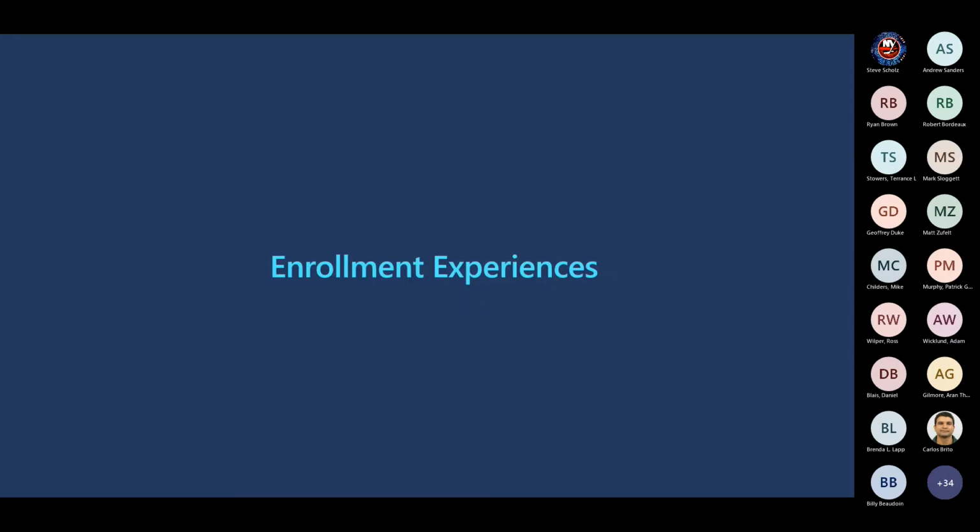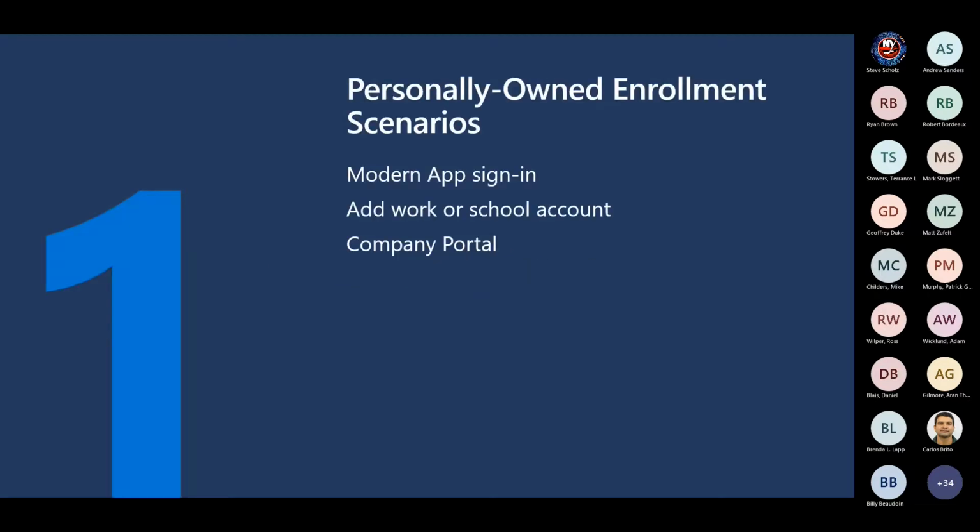Okay, now we're going to shift our focus to the Windows 11 enrollment experience. This is going to be a succession of many different enrollment types that we support, starting with personally owned enrollment scenarios that will essentially enroll the device as a personal device in Intune. And we have a couple of different paths for getting a device enrolled as a personal device, and we'll walk through each one of those scenarios, starting with modern app sign-in.